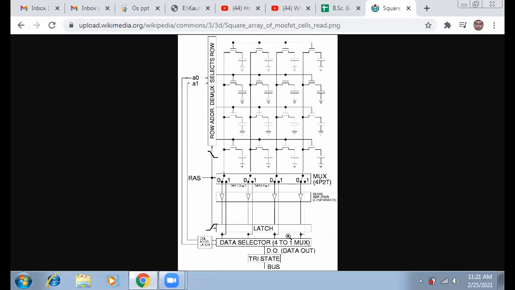Apart from this, other hardware is connected with it, like a Mux. Mux is a multiplexer. We don't need to know about it. This 4:1 Mux is connected for a data selector job. We don't need to go into the details; it is beyond your syllabus right now. You only have to remember the cell structure of a dynamic RAM, DRAM. RAM is of 2 types: static RAM and dynamic RAM. This is a single cell structure of a dynamic RAM.